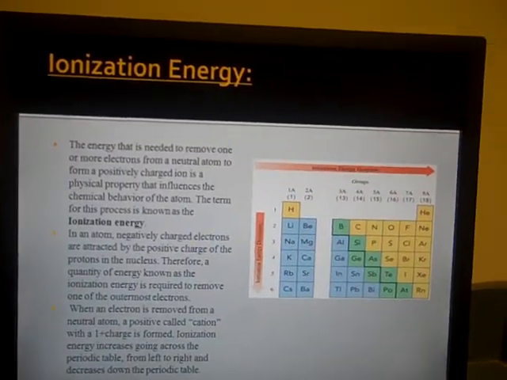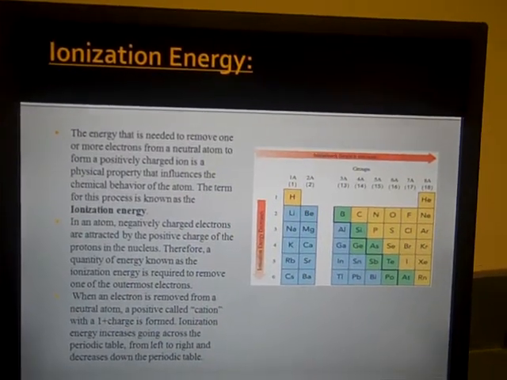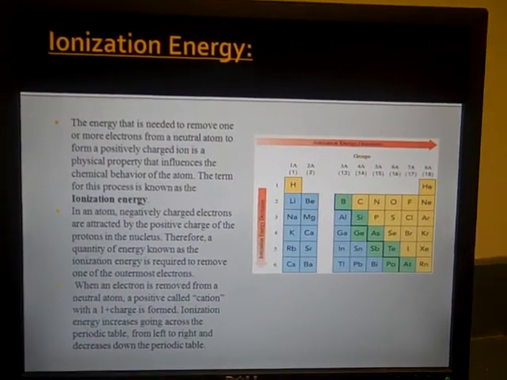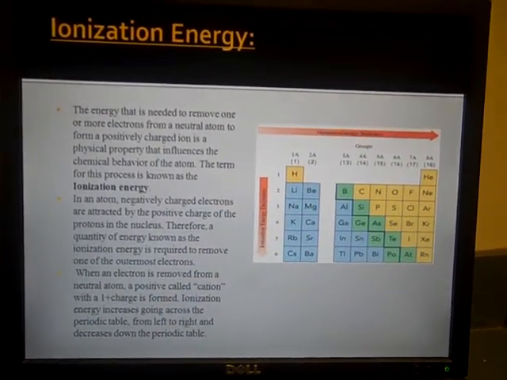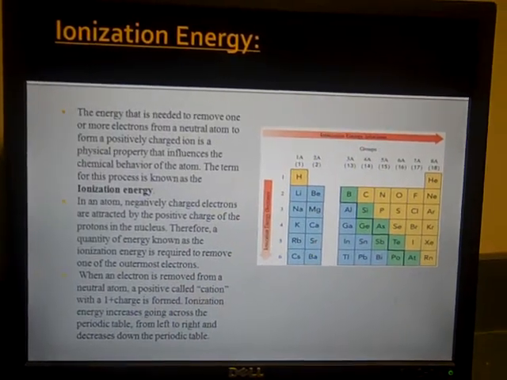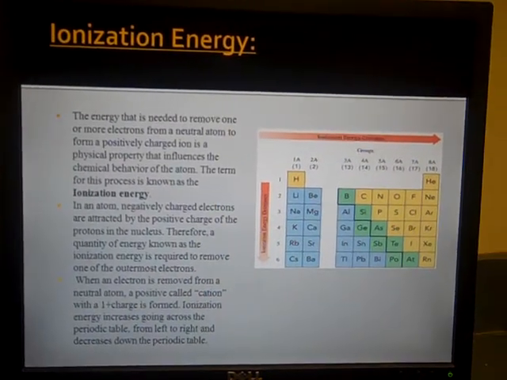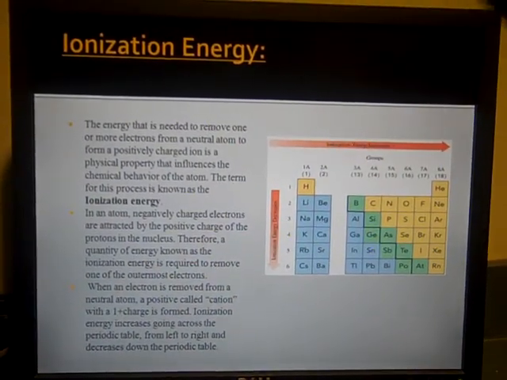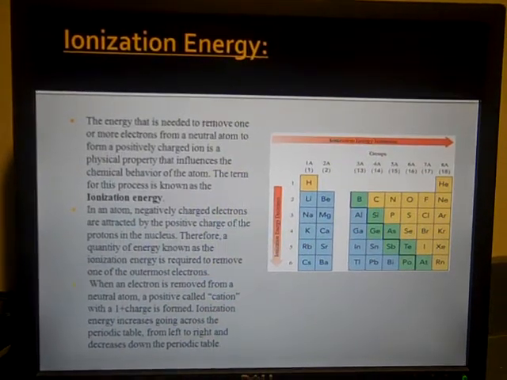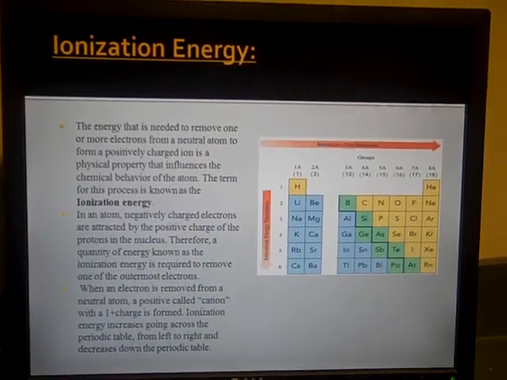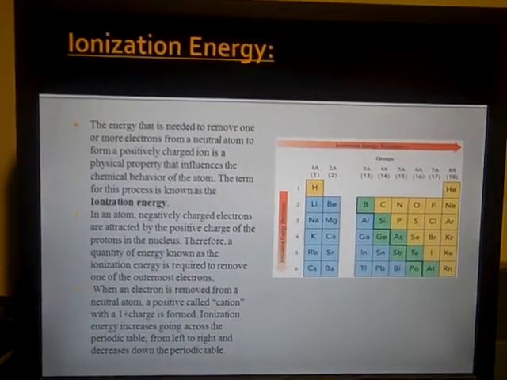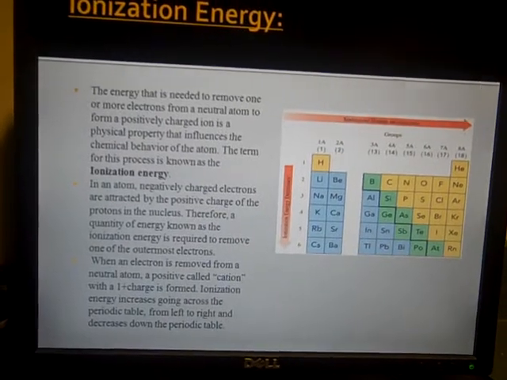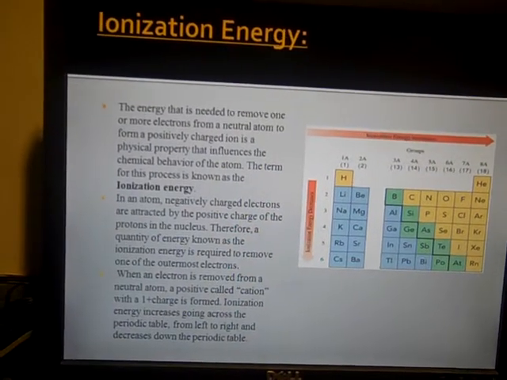For ionization energy, the energy is needed to remove one or more electrons from the neutral atom to form a positively charged ion. It is a physical property that influences the chemical behavior of an atom. This process is called ionization energy. In an atom, negatively charged electrons are attracted by the positively charged protons in the nucleus. Therefore, a quantity of energy known as the ionization energy is required to remove one of the outermost electrons.